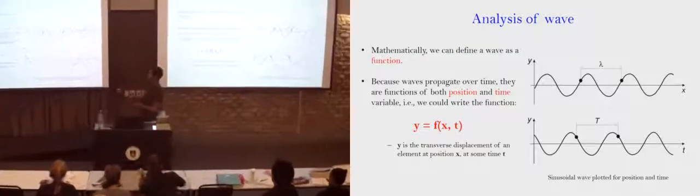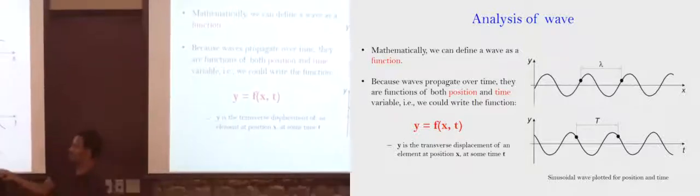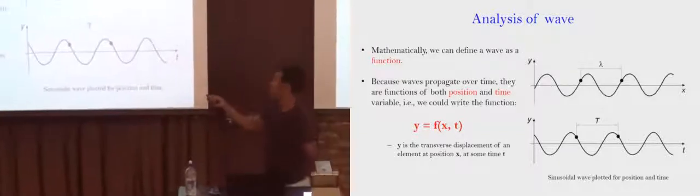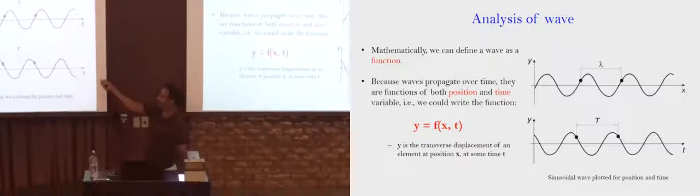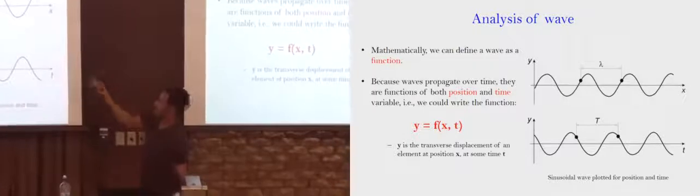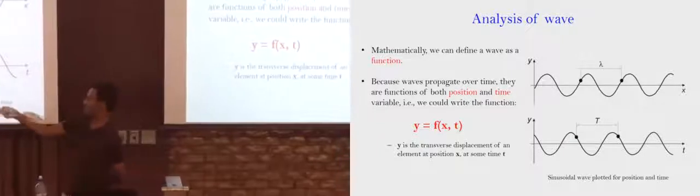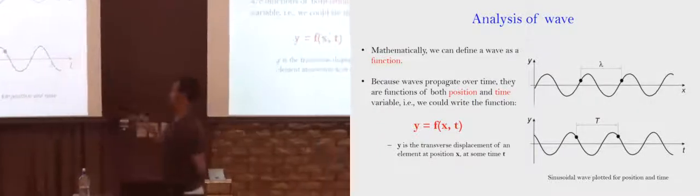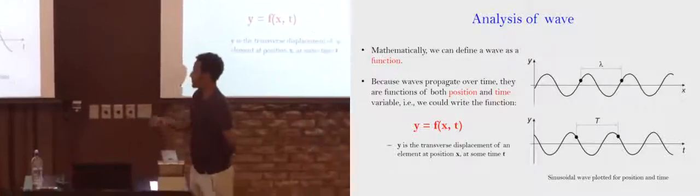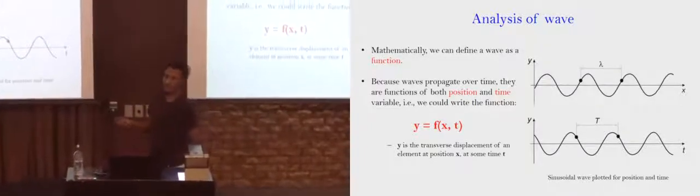So by disintegrating this function into two, we can see this wave as a function of position only and as a function of time only. When we draw the wave as a function of position only, we'll find the wavelength and other parameters. And when we draw this function in terms of time, we'll define the period T.